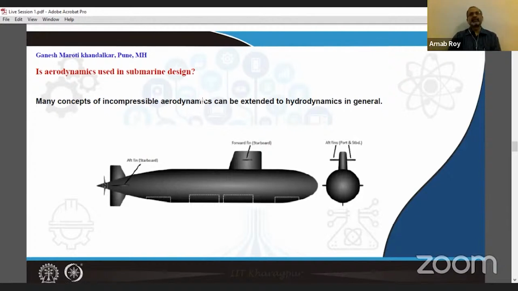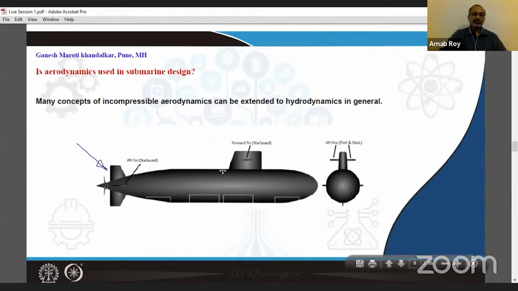So many of the basic concepts, beginning from the concept of pressure, skin friction, lift, drag, aerodynamic moments, etc., all of them would essentially extend to bodies which fly in air, as they can be applied to bodies which remain submerged within water.